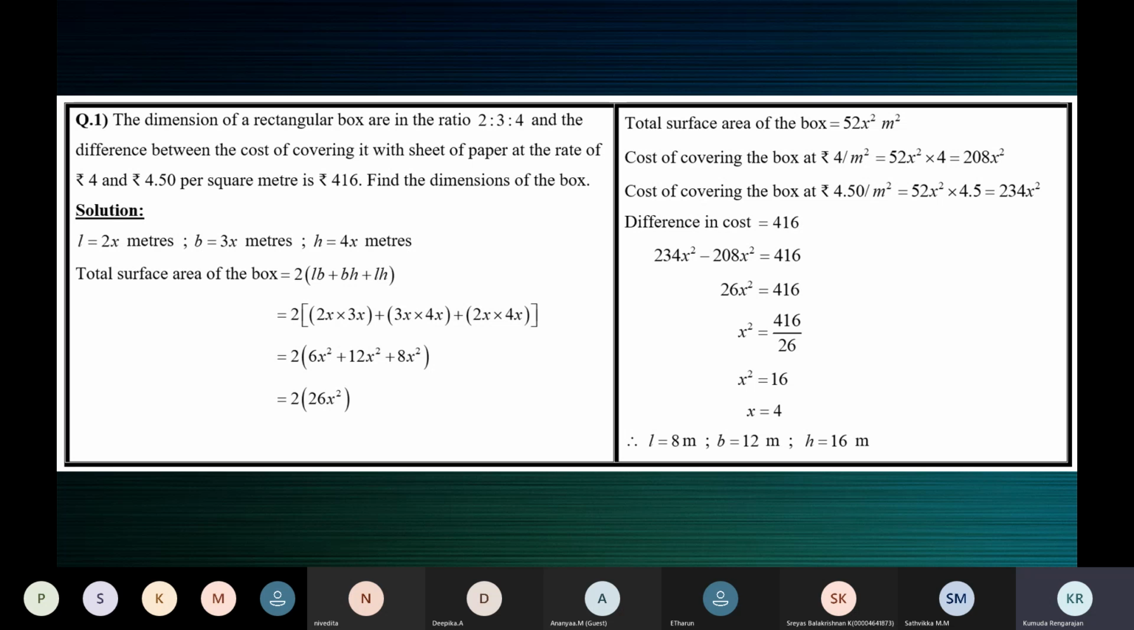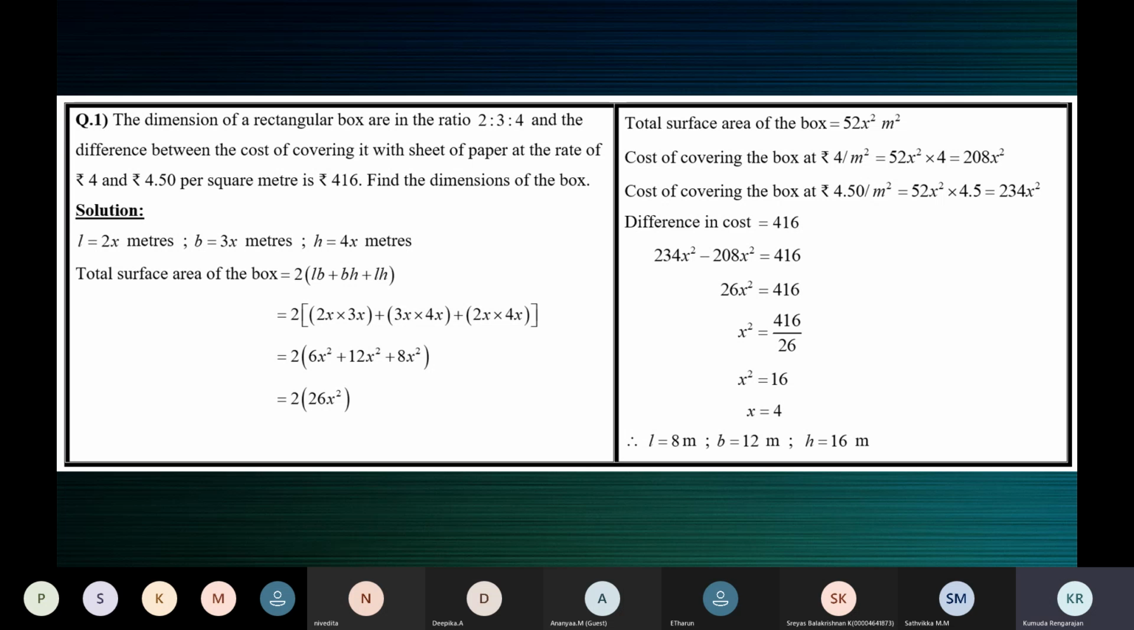All right, so we are given that the dimensions are in the ratio 2:3:4. So let the dimensions be 2x, 3x, and 4x meters. We need to first find the total surface area, the TSA of the box. The TSA, as you see, is 52x squared.